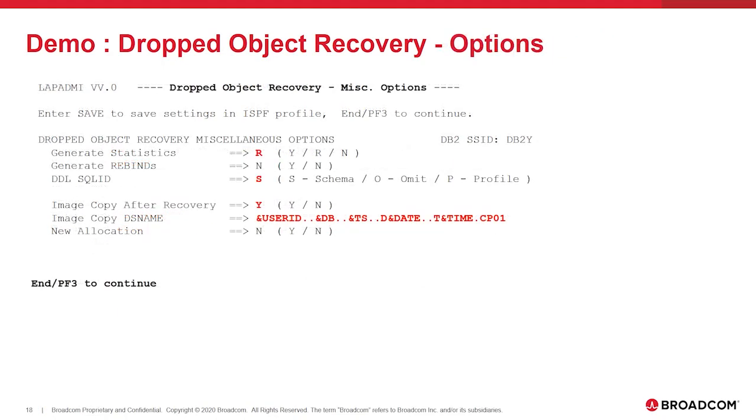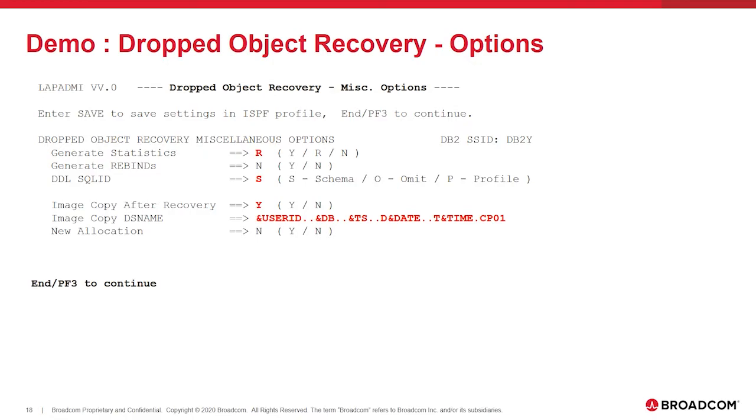Generate statistics option: specify here to include a step to recover statistics from the DB2 log. If you specify yes, it includes a step that executes a RUNSTATS DB2 online utility on the recovered object at the end of the recovery process. Generate rebind: yes, to include a step to rebind all packages invalidated by the drop of the object after the statistics are generated.